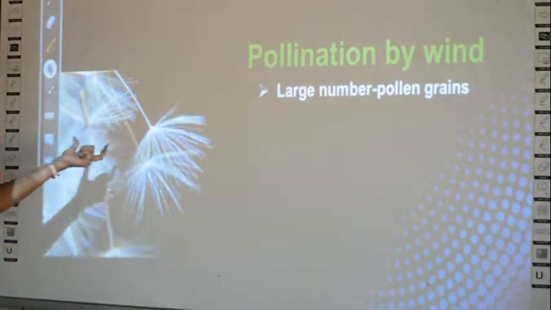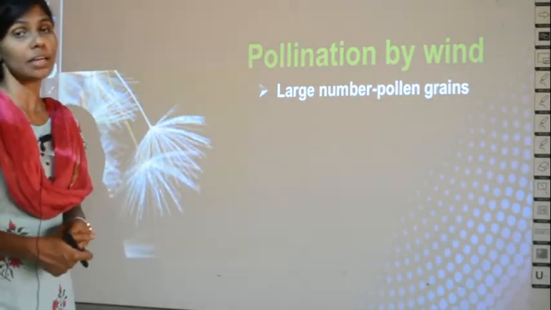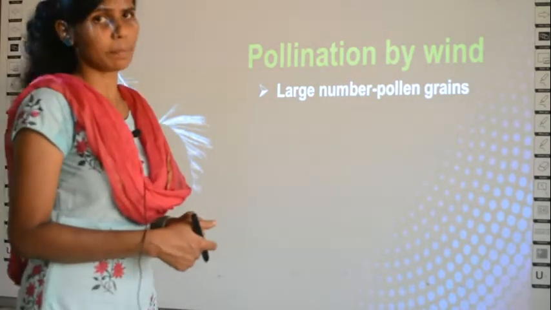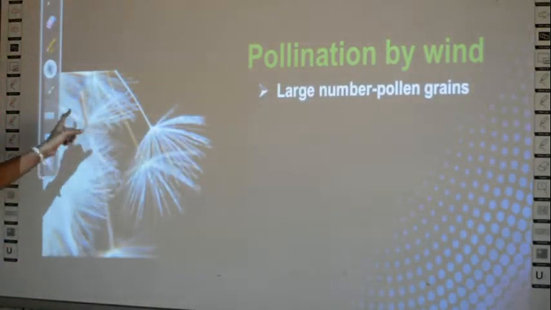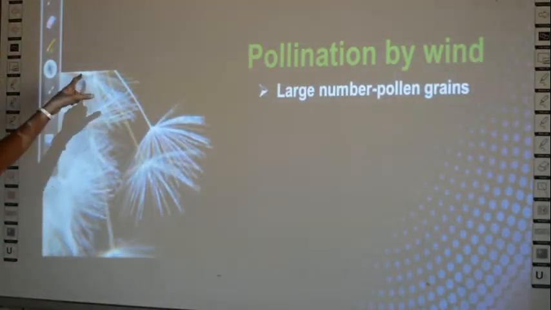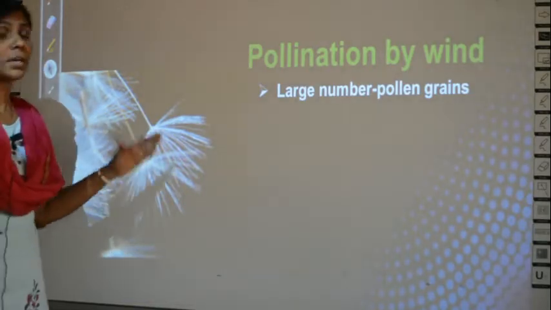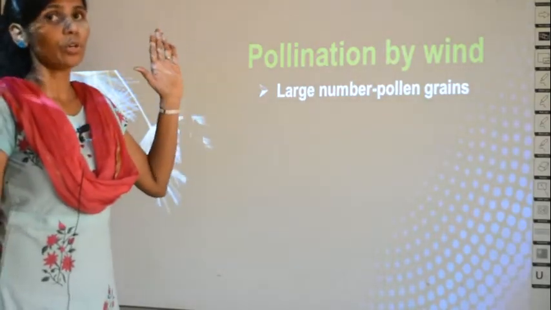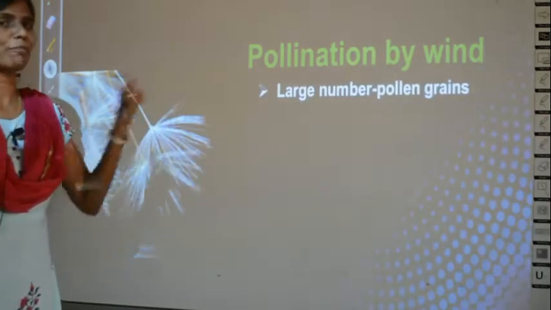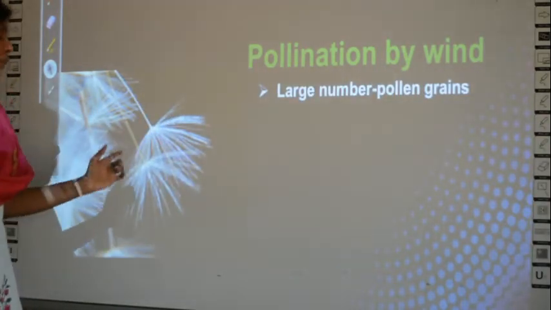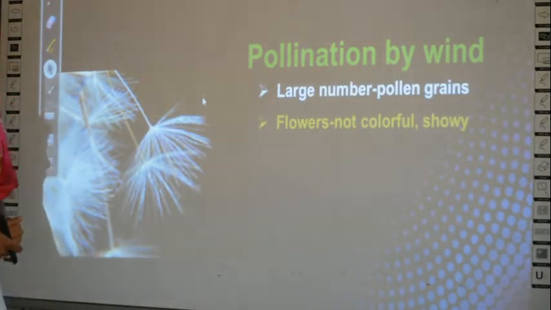Usually these type of flowers, if you see, there are many in number, they are large in number, which means one flower itself will have n number of pollen grains. See this flower, the pollen grains are many in number, you cannot even count that many. Those flowers which can undergo wind pollination will have a large number of pollen grains.